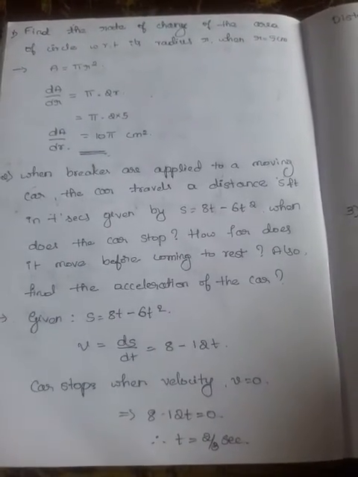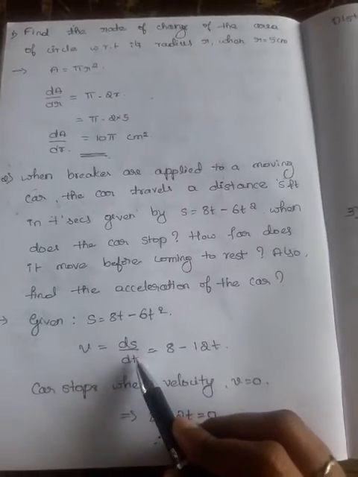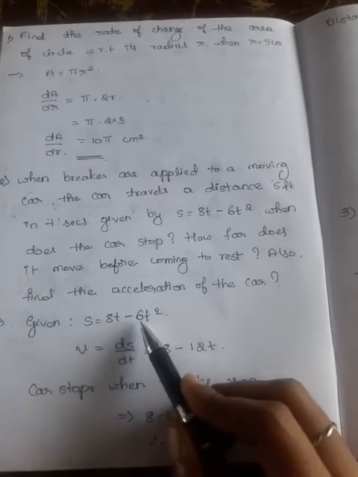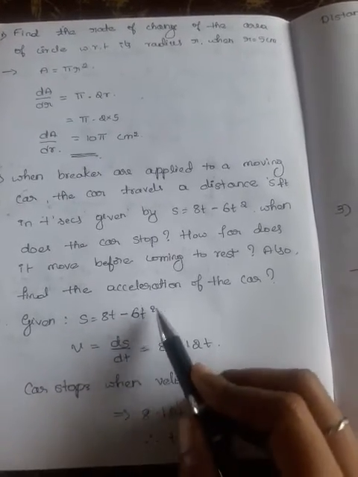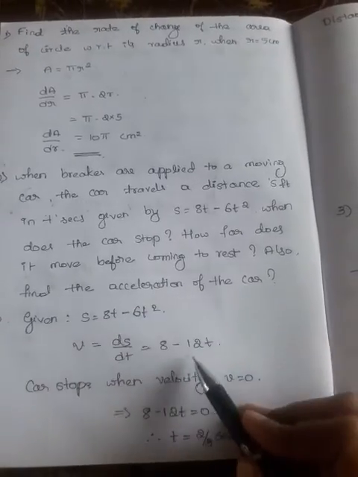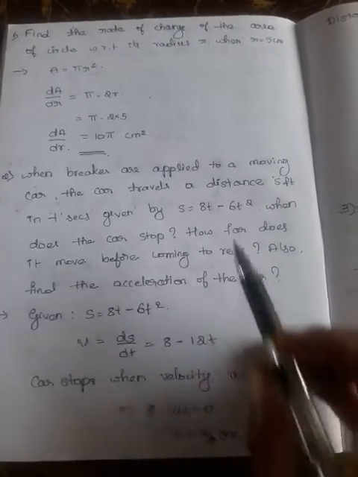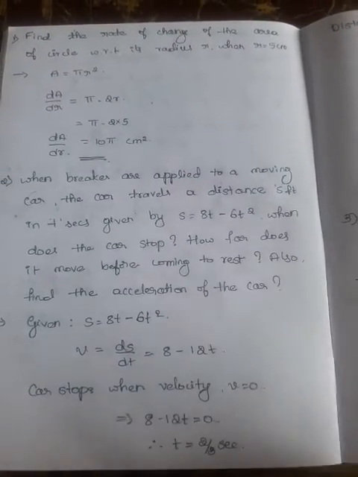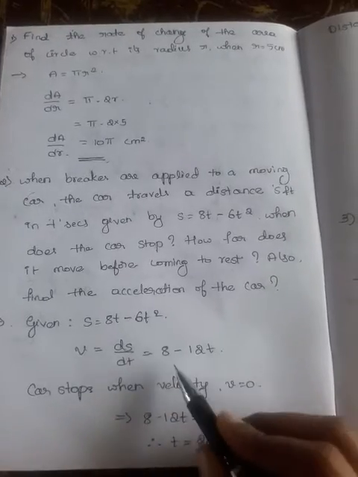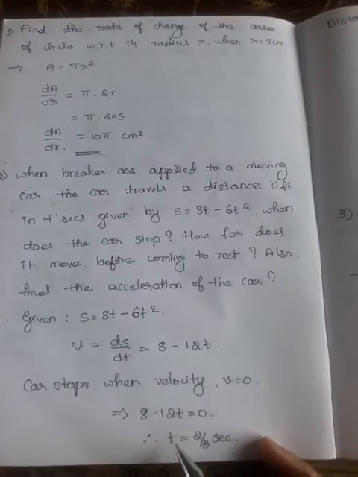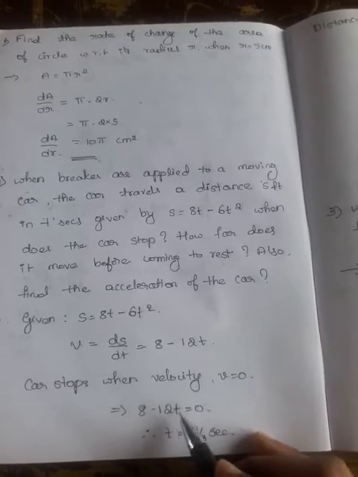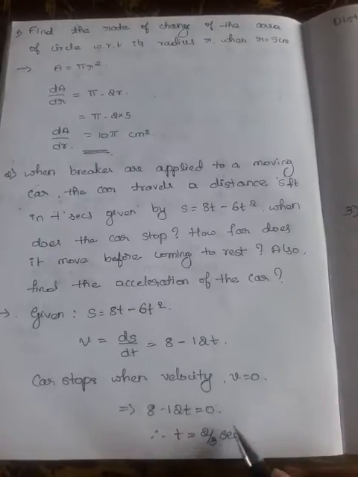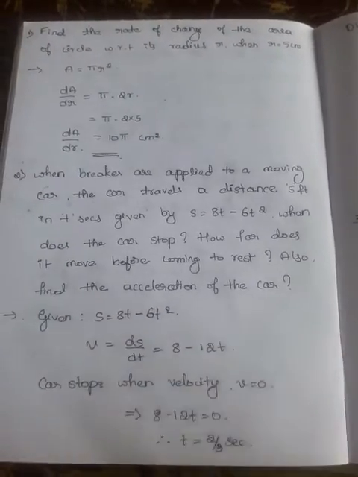That is s is equal to 8t minus 6t square. Differentiate with respect to t, that is v is equal to ds by dt, that is equal to 8 is a constant, differentiation of t is 1, minus 6 is a constant into differentiation of t square is 2t. 6 into 2 is 12, 12t. So 8 minus 12t. When does the car stop? When velocity is 0, the car will stop. So equate the v value to 0, that is 8 minus 12t is equal to 0. That implies t is equal to 8 divided by 12, that is equal to 2 by 3 second. At time t is equal to 2 by 3 second, the car will stop.